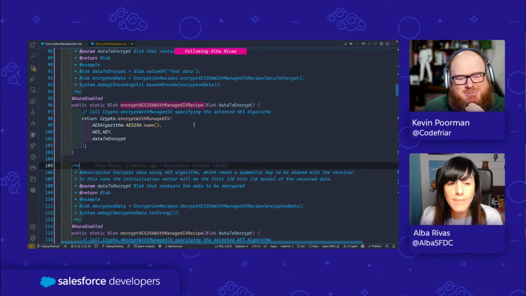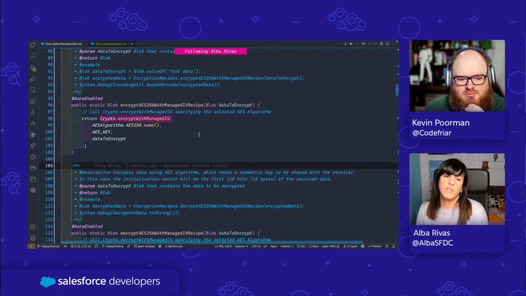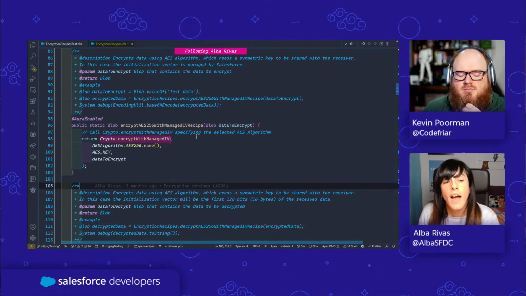So this method, encrypt AES256 with manage IV recipe. Basically, what I'm doing is calling the Crypto class encryptWithManagedIV method, which is the one in which Salesforce generates the initialization vector. By the way, we strongly recommend using this method, right? Because it's easier than having to manage your own vector.